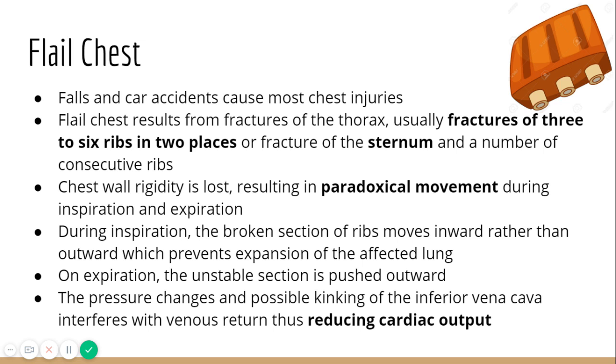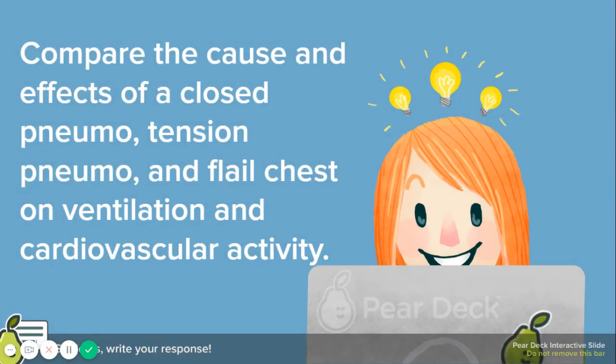Okay, so these changes in pressure can also cause a lot of major problems, like we did with our tension pneumothorax, and that can also affect how the vena cava is returning blood back to the heart. If we have decreased venous return, we will also have decreased cardiac output, which is going to cause all kinds of problems. So flail chest is definitely an emergency as well. Okay.